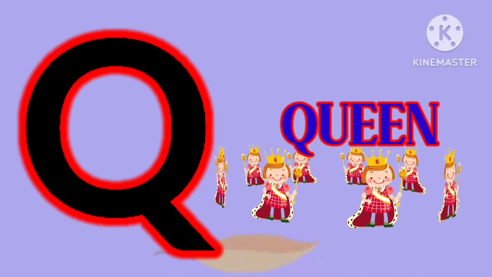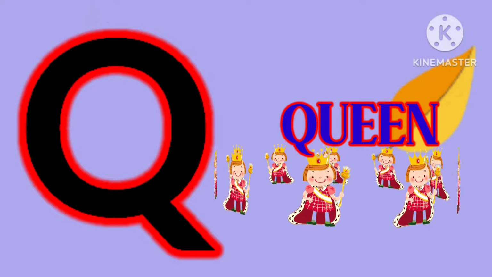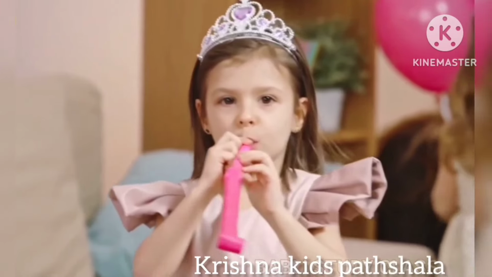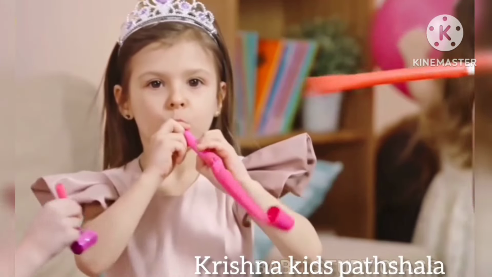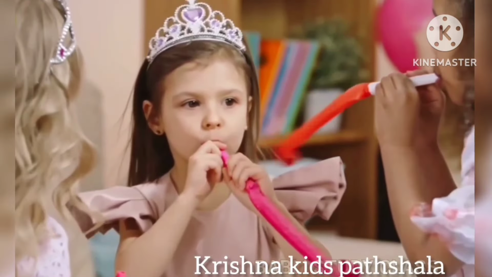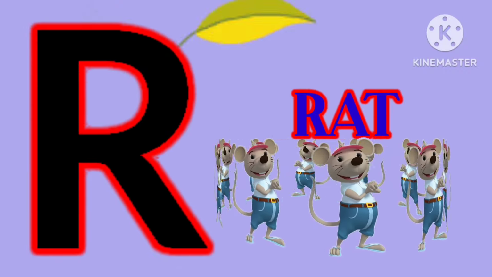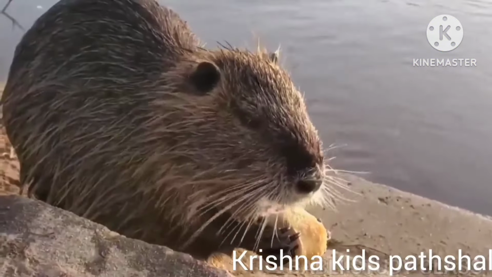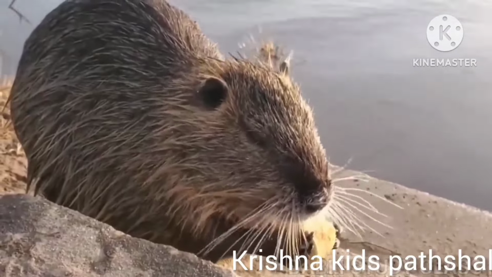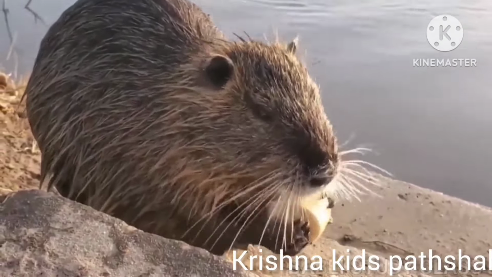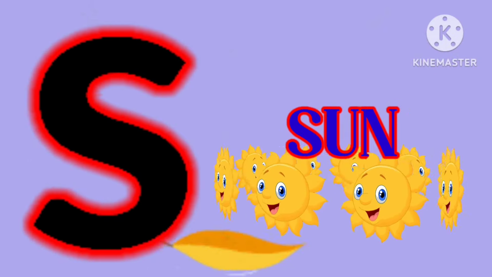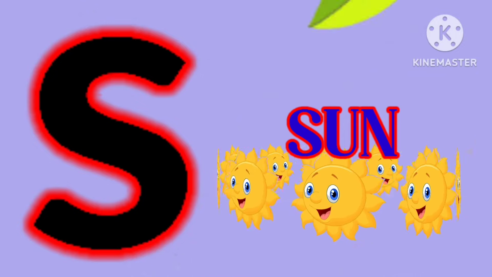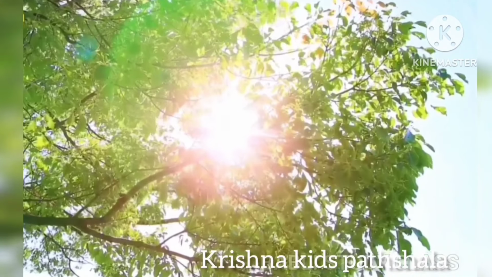Q is for queen. K, k, queen. Queen. R is for rat. R, r, rat. Rat. S is for sun. S, s, sun. Sun.